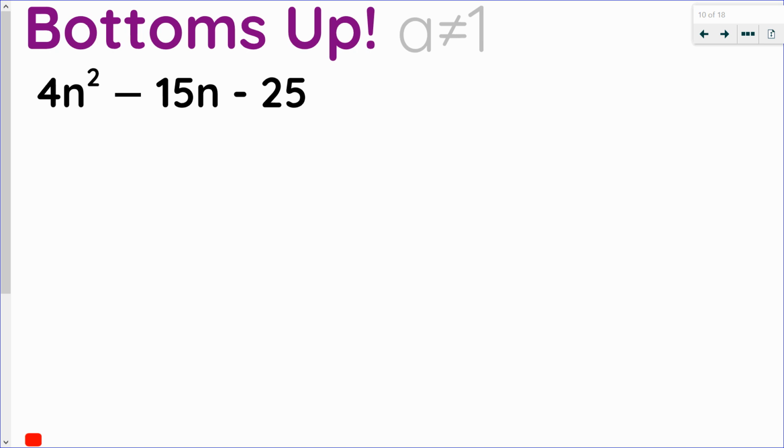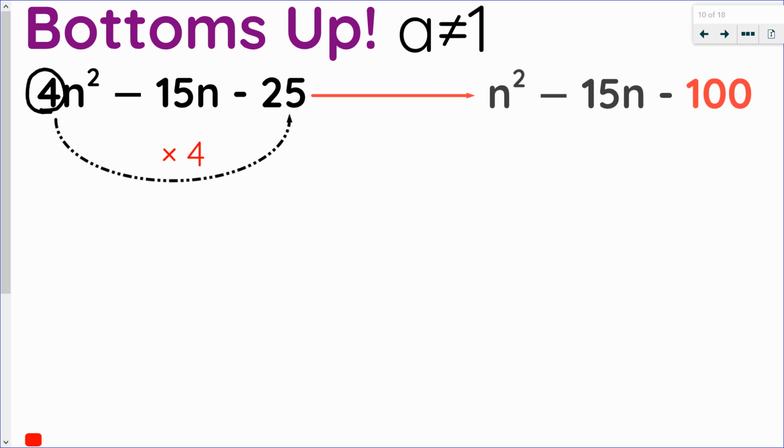So bottoms-up factoring is used to factor when I have a trinomial where a is not 1. So what I'm going to do is look at factoring things like this that have a coefficient that is not 1. The reason that I want it to be 1 is because product-sum factoring is so simple. So I'm going to move that 4 to the last term by multiplying it. So I'm going to change that into n squared minus 15n minus 100. Now I can use my product-sum factoring.